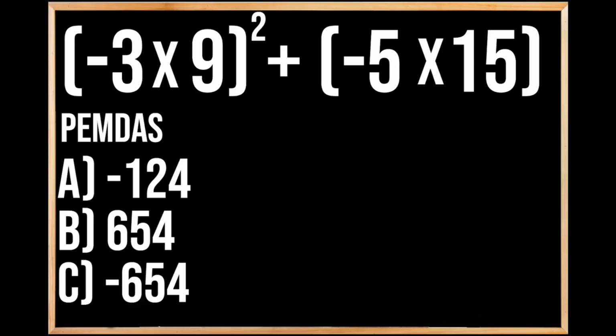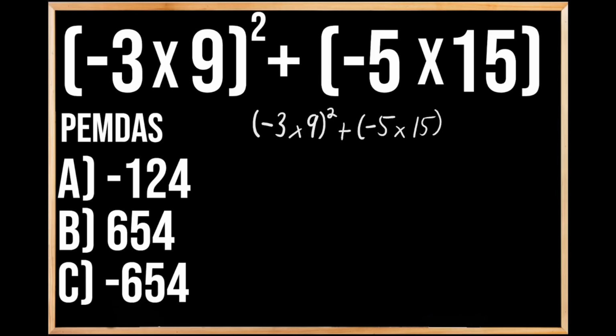Can you solve this math problem? Let's find out. The first thing we're going to do down below is rewrite this problem. So we have parentheses, -3 times 9, and parentheses squared, plus parentheses, -5 times 15, and parentheses.